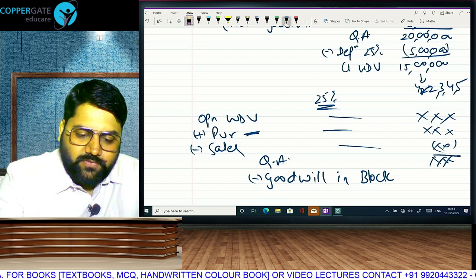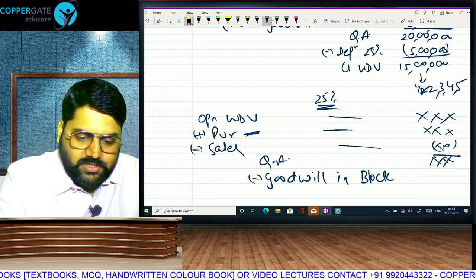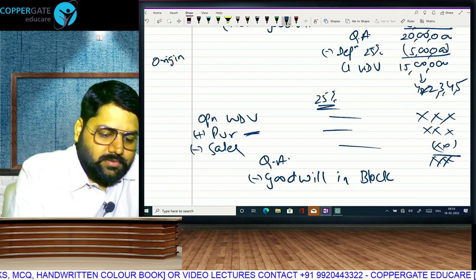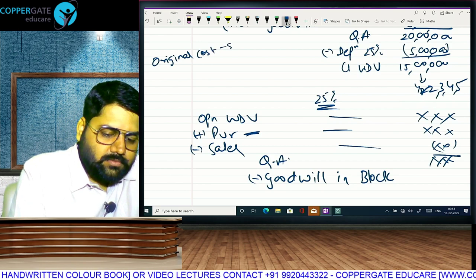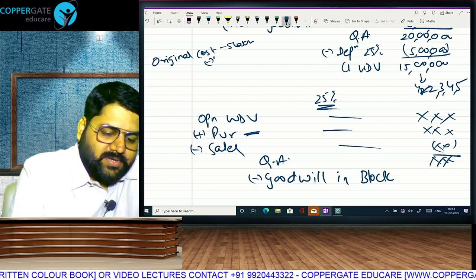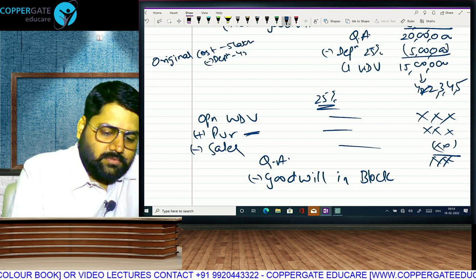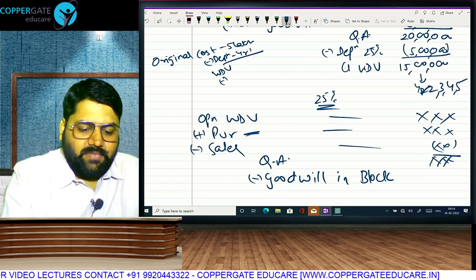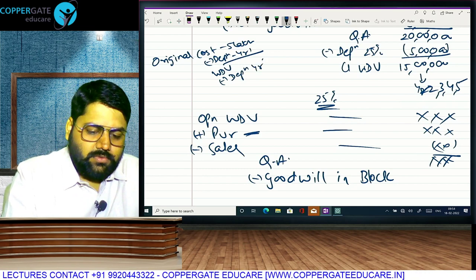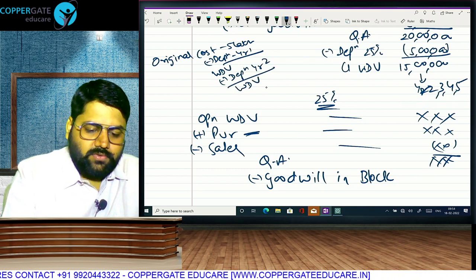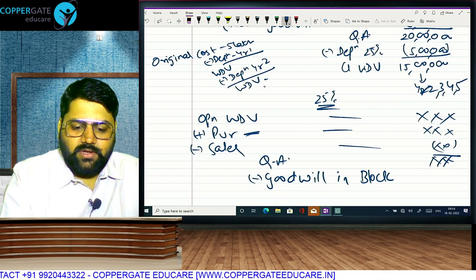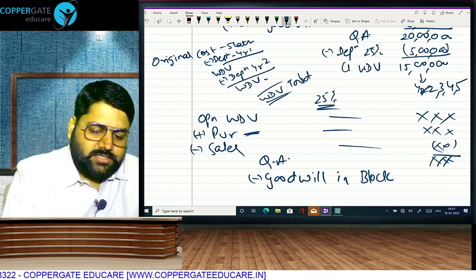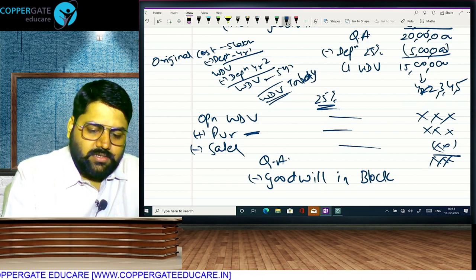Take the original cost of goodwill. What was the original cost of goodwill? 5 lakh minus depreciation for year 1. So, WDV at the end of year 1 minus depreciation of year 2. So you get WDV at the end of year 2, minus year 3, minus year 4, minus year 5. Then you will get WDV today. Do this for 5 years.